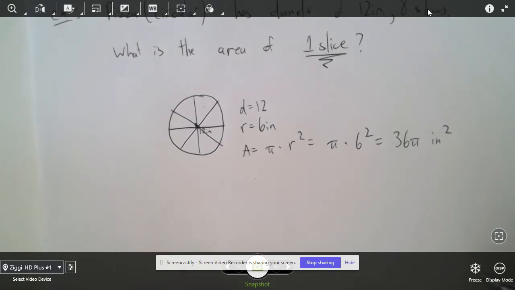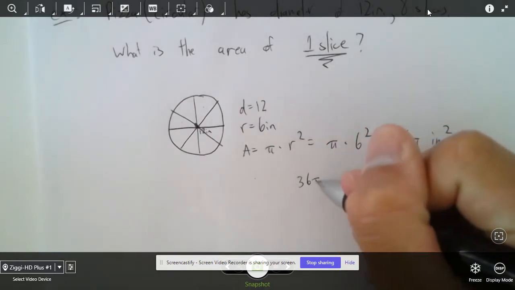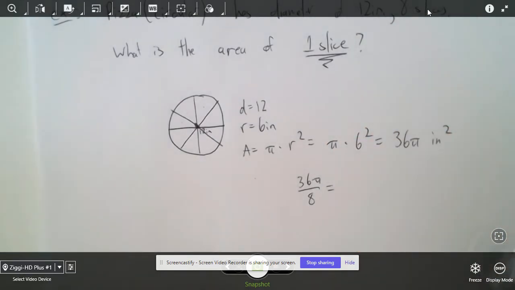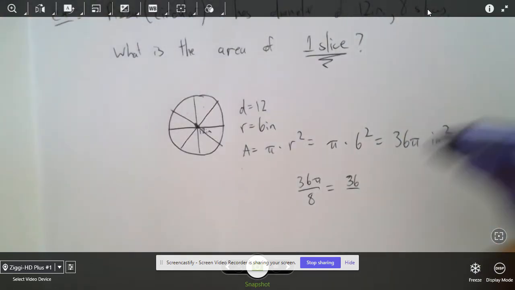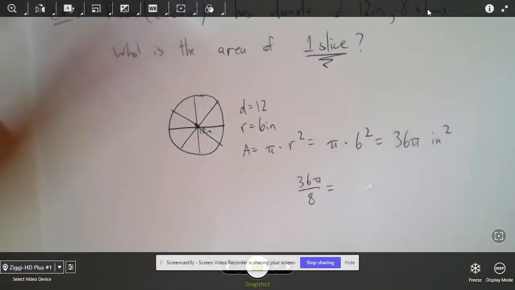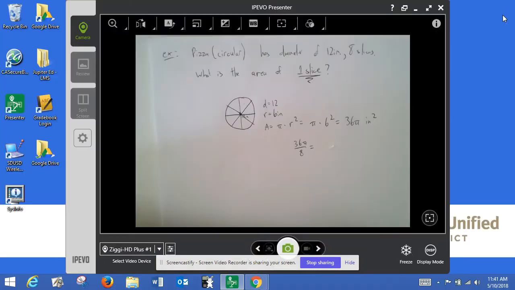And then some of you guys could actually just do it pretty simply. You would just take this here, and then we would divide this by 8, which would give us roughly 36 divided by 8. Actually, we could just leave that there, and let's see what that looks like. Let's do a quick calculation.